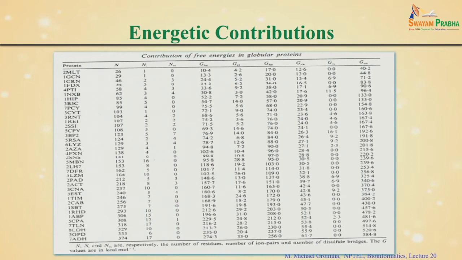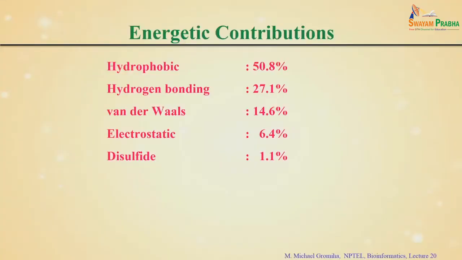Now, we can calculate a set of proteins and take the total value of hydrophobic free energy, electrostatic, van der Waals and all the free energies, and take the sum of all the energy. Then you normalize to 1. So, add up and divide by this total energy. If you do this, you can see approximately the hydrophobic interactions contribute 50%, hydrogen bonding up to 27%, van der Waals 15%, electrostatic 6% and disulfide 1%.